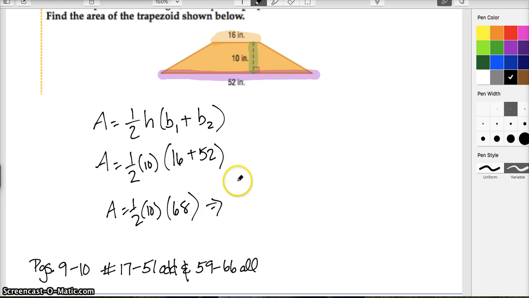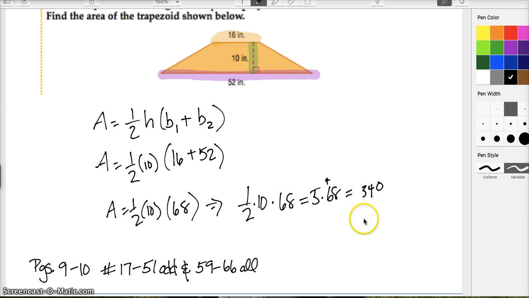Hope so. So then I have 1/2 times 10, which we know to be 5, right? Times 68. I simply just rewrote the same thing again. That didn't make sense. My bad. So 1/2 times 10 is going to be 5 times 68. Then when I multiply all of that together, I am going to get the fabulous answer of 340.